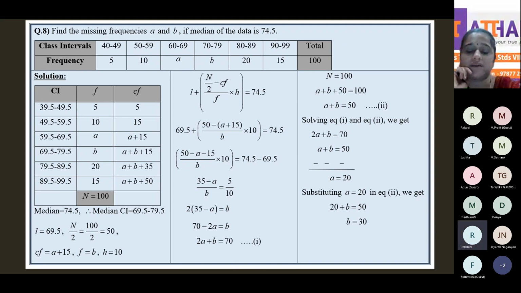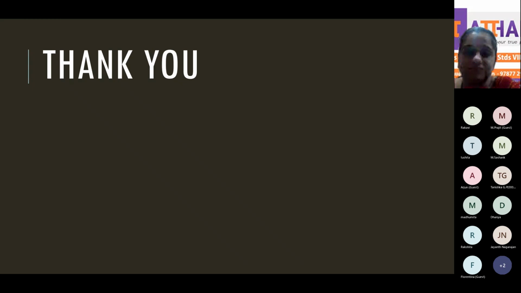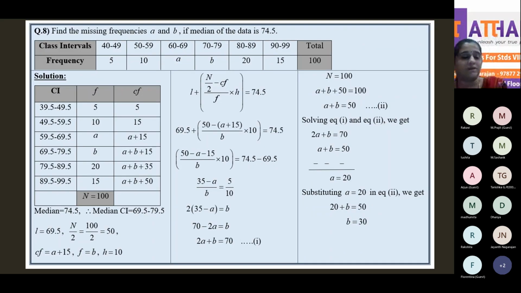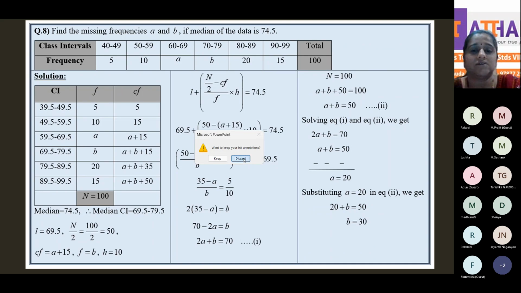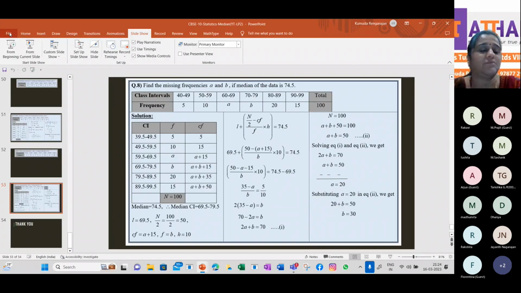Supposing something is not clear, make a note of the questions. For example, median, ma'am, question number 8. Make a note of the questions and ask me in the next class. So that's about median, children. I know it's time. I'll just show you the answers for mode and we'll wind up the session for today.